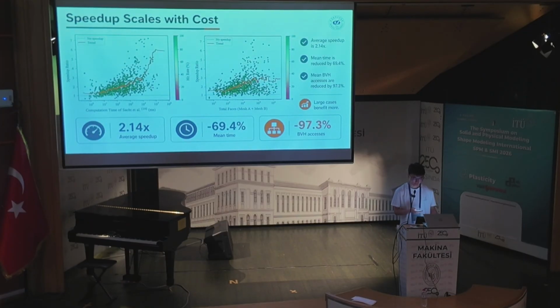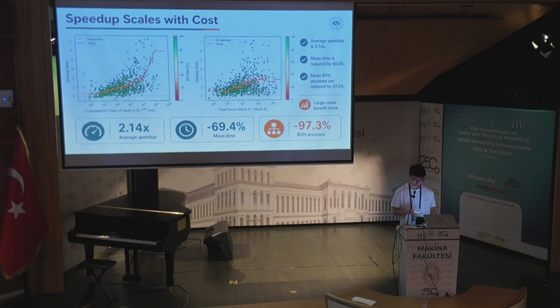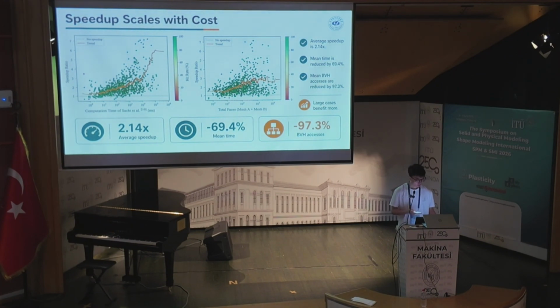On average, our method is 2.14 times faster than the baseline. The median time is reduced by 69.4%. The mean number of BVH accesses is reduced by 97.3%. These numbers show that the method reduces the query cost. Fewer BVH accesses also lead to real runtime reduction.